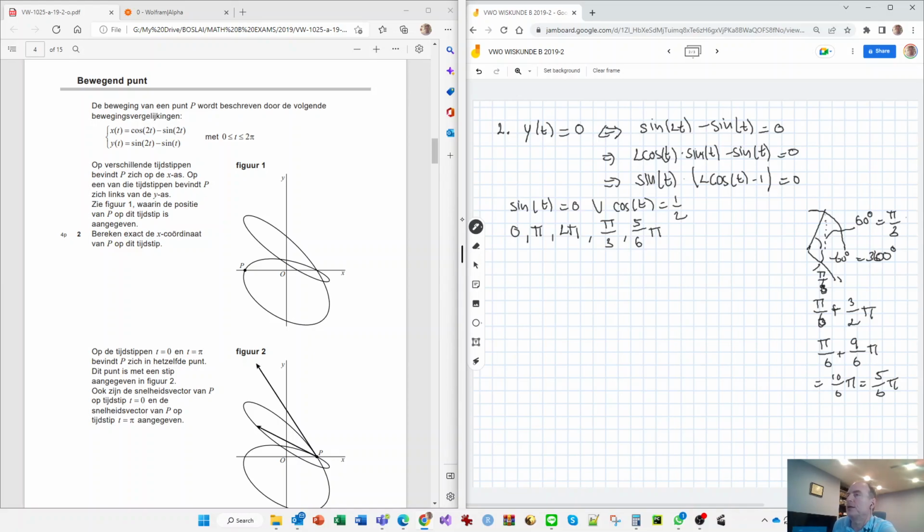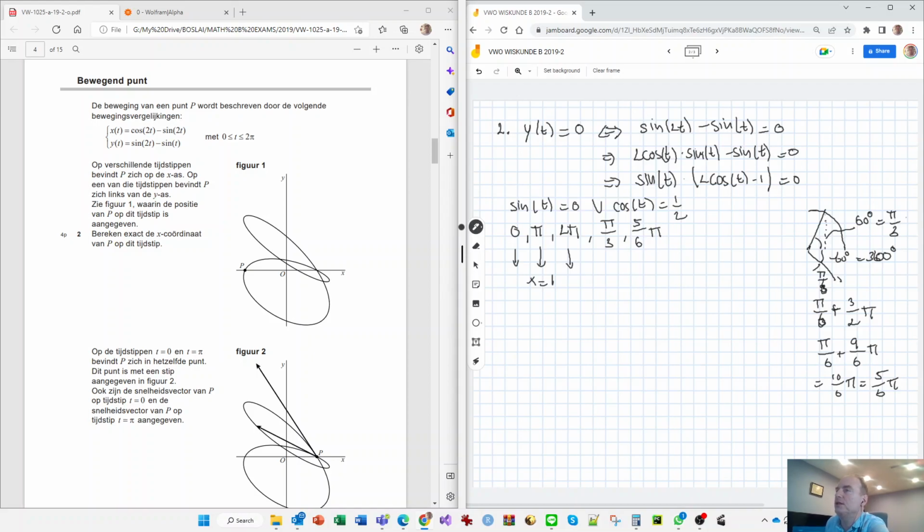Now we need to see what happens with x for these. Well, at 0 you get the cosine of 0 is 1, and the sine of 0 is 0, so you get 1. And actually, because of the factor 2 here, it's the same for pi and the same for 4 pi. So these all give x is equal to 1.